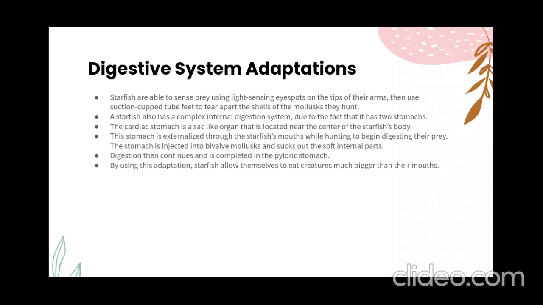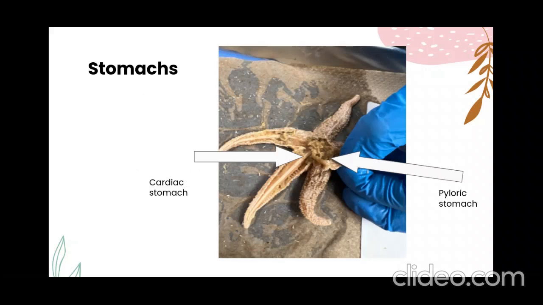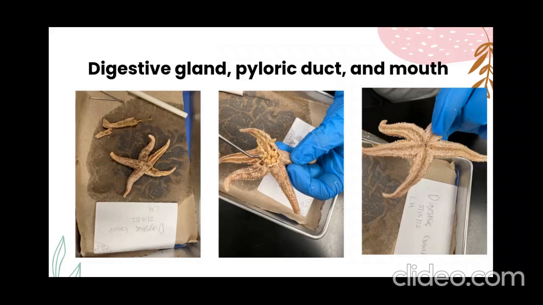This stomach is externalized through the starfish's mouth while hunting to begin digesting their prey. The stomach is injected into bivalve mollusks and sucks out the soft internal parts. Digestion then continues and is completed in the pyloric stomach. This adaptation allows starfish to eat creatures much bigger than their mouths. This is the stomach of the starfish. These are the digestive glands, pyloric duct, and the mouth of the starfish.